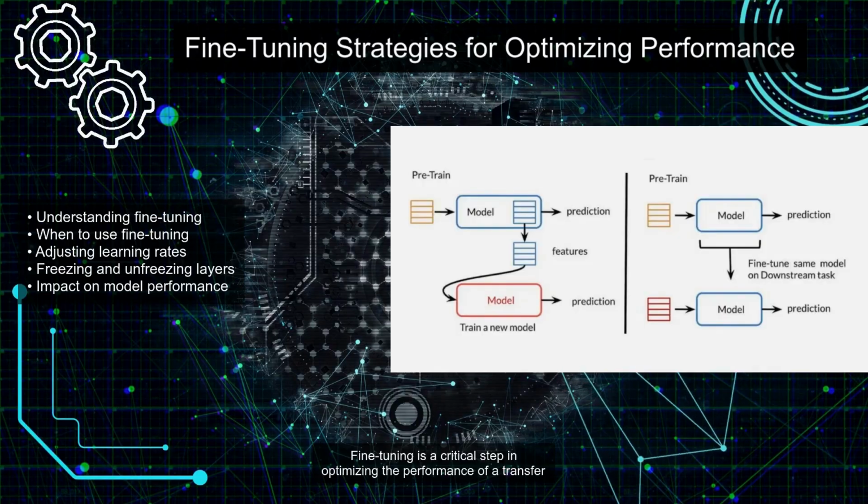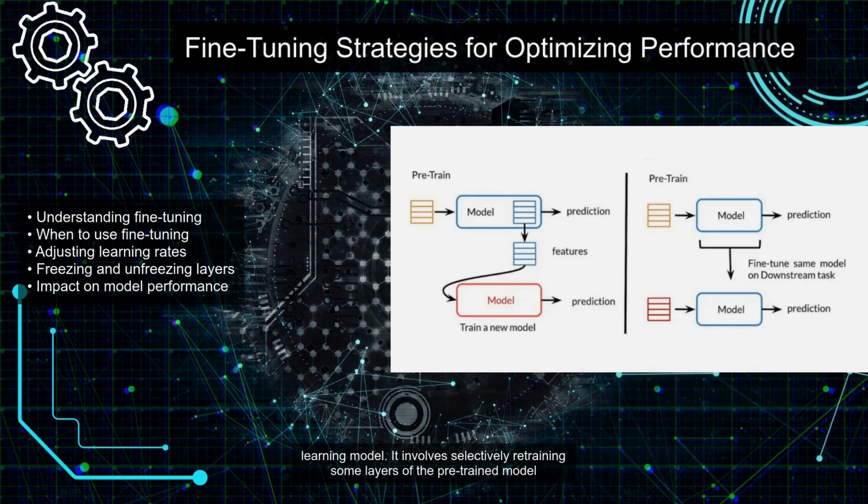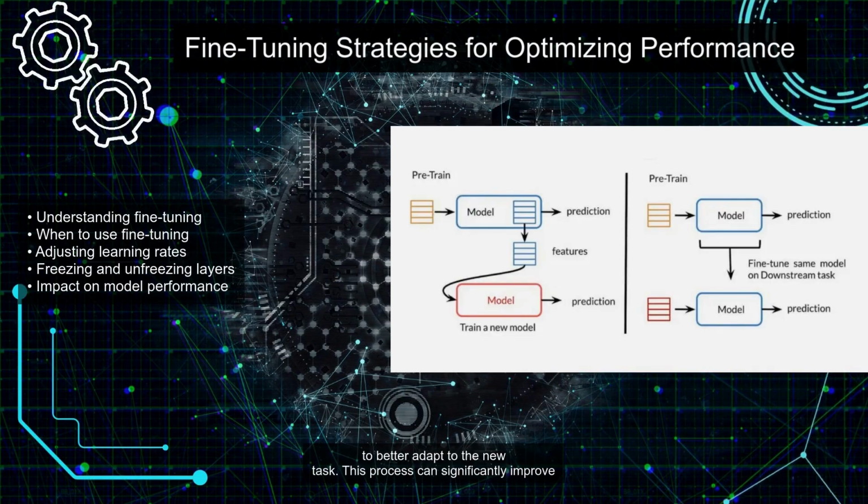Fine-tuning is a critical step in optimizing the performance of a transfer learning model. It involves selectively retraining some layers of the pre-trained model to better adapt to the new task.